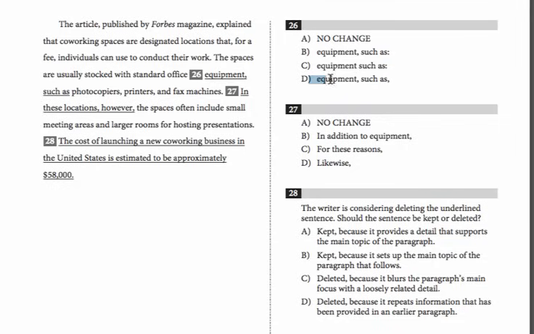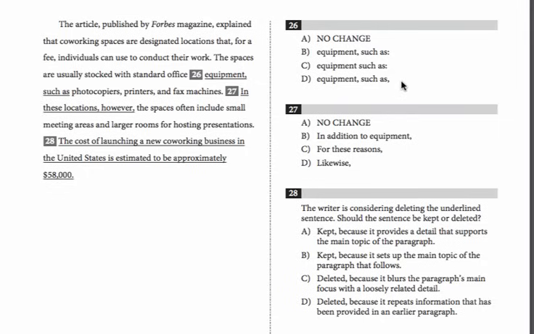And then we have D, equipment such as. Okay. Now, this one just adds an unnecessary comma here. And the way that you can be sure between A and D that D is wrong is whenever you're not sure whether you should use an extra comma or not, I like to overemphasize the spaces in the commas, kind of give it a pause to see how that works.